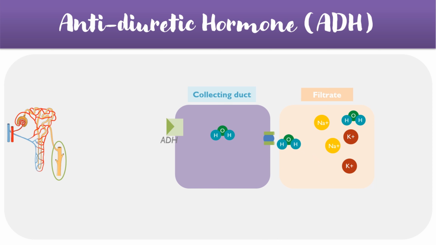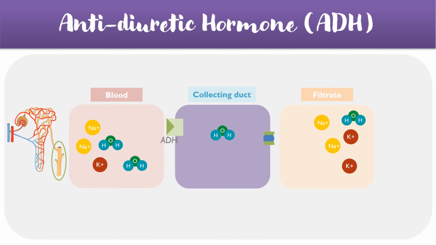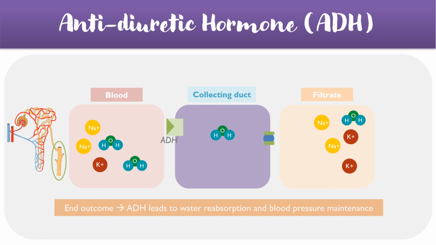ducts via these channels. Once inside the collecting duct, these water molecules can be reabsorbed into the blood via channels on the basolateral membrane. And as you can see, the main effect of this process is to increase water reabsorption into the blood and maintain blood pressure.